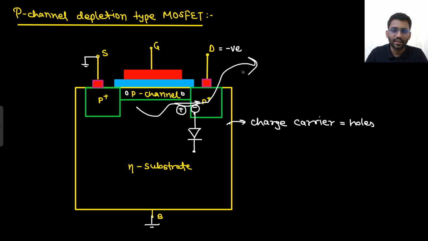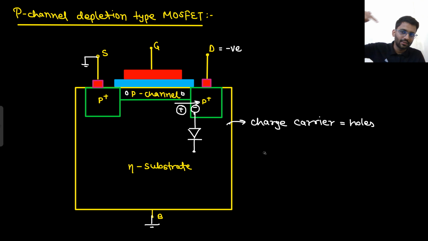So if the holes are traveling from source to drain, that means the current will be from source to drain as well. So what will be the current direction? Current direction will be source to drain.